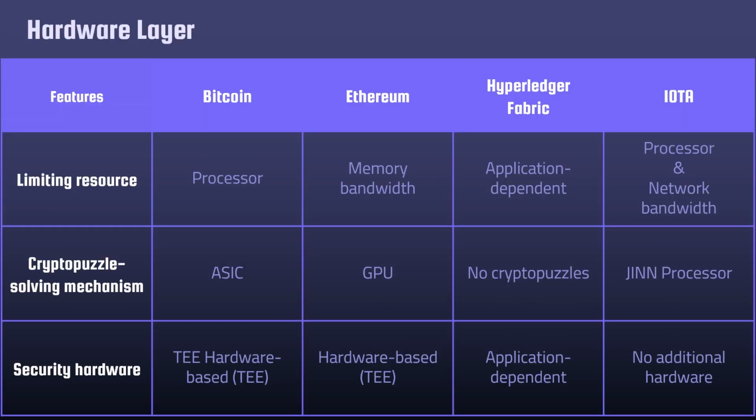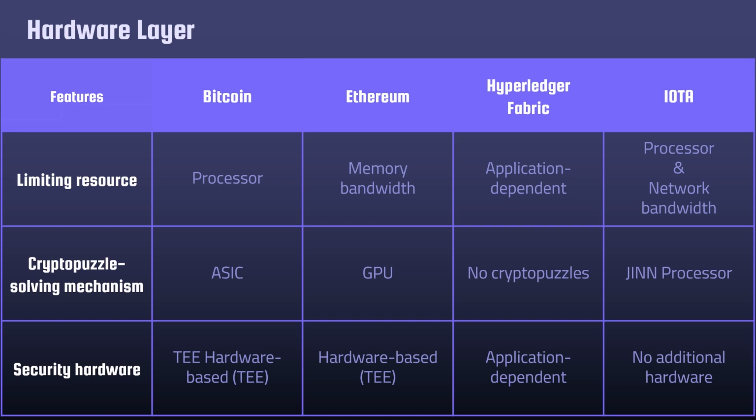organization. Blockchain systems can be classified into 6 distinct layers: hardware, data storage, communication, data manipulation, contract, and application. In the following, we will examine the characteristics and implementation of each layer within the 4 chosen blockchain systems. For the hardware layer, we will discuss 3 features: limiting resource, crypto puzzle solving mechanism, and security hardware. The limiting resource in Bitcoin is the processor, in Ethereum is the memory bandwidth, in Fabric is application dependent, while in IOTA is the processor and network bandwidth.